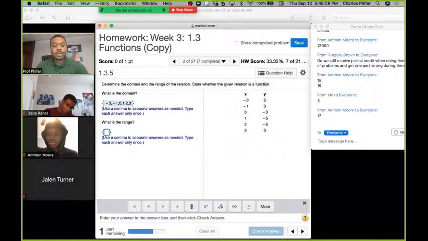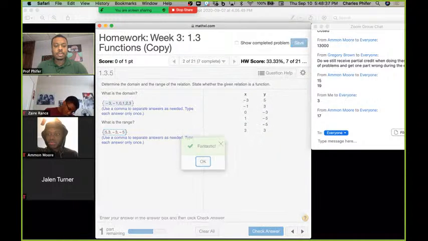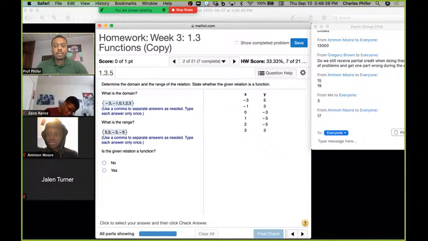Let's go 5, 3, negative 3, negative 5, and that's it. Any repeating x's? Is it a function? We're going to say yes.